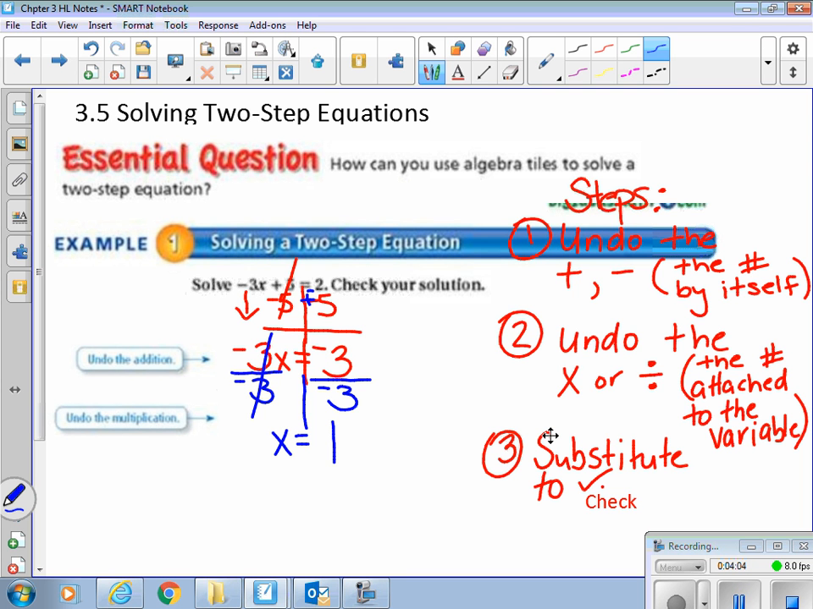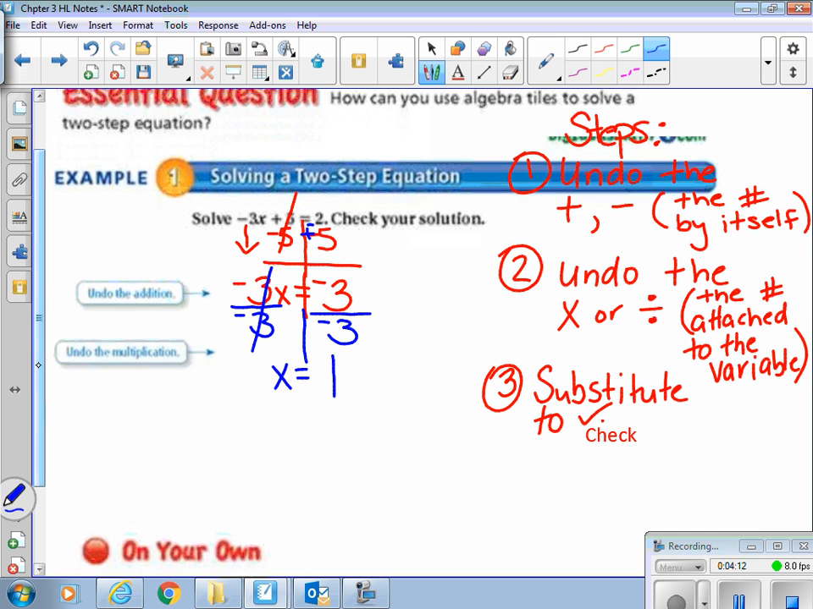So I did step 1 and step 2. I undid my addition by subtracting. I undid my multiplication by dividing on both sides. I'm now going to do step 3. I'm going to label these for you guys. This was step 1. This was step 2.